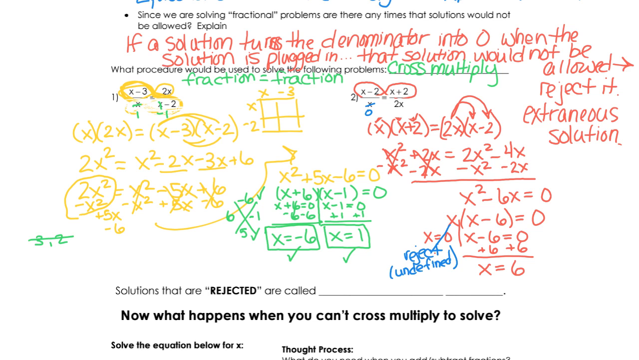It actually would also make my second denominator 0, right? 2 times 0 is 0, and so that would be another reason to reject it. Let's go ahead and look at our second solution, which is 6.